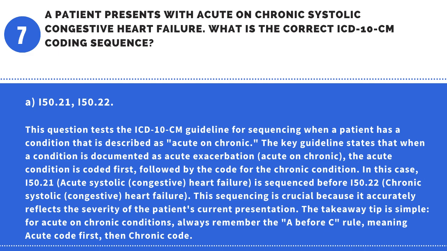as acute on chronic. The key guideline states that when a condition is documented as acute exacerbation, acute on chronic, the acute condition is coded first, followed by the code for the chronic condition. In this case, I50.21 acute systolic congestive heart failure is sequenced before I50.22 chronic systolic congestive heart failure. This sequencing is crucial because it accurately reflects the severity of the patient's current presentation. The takeaway tip is simple. For acute on chronic conditions, always remember the A before C rule, meaning acute code first, then chronic code.